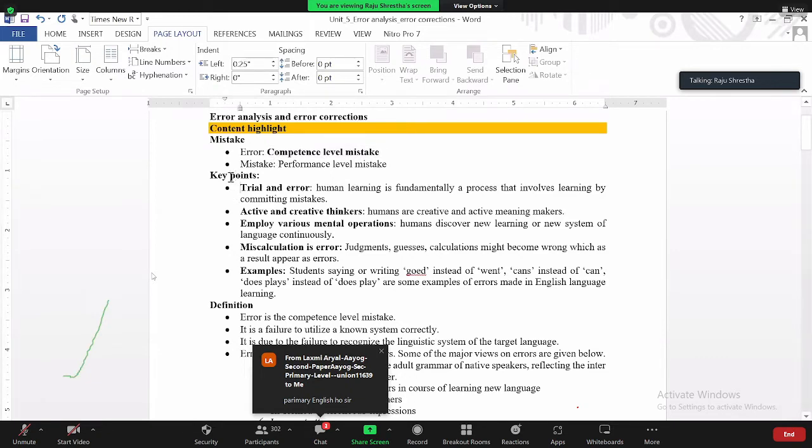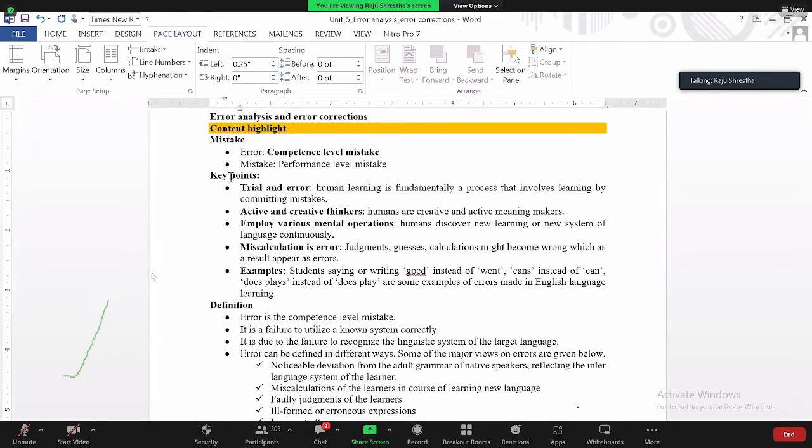Another point is trial and error. Human learning is fundamentally a process that involves learning by committing mistakes. We commit mistakes, then we improve, then we learn. This kind of trial and error process we human beings use in the course of learning. We make mistakes and learn, make mistakes and learn. We adapt this kind of trial and error process in learning.